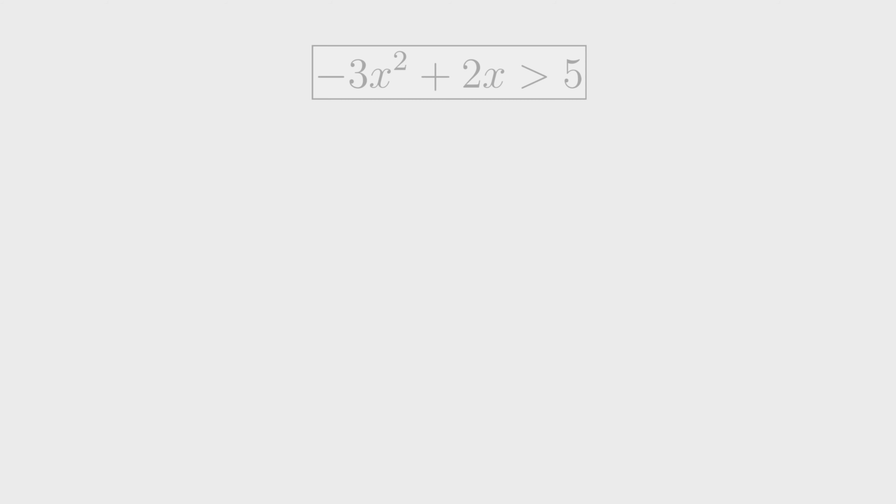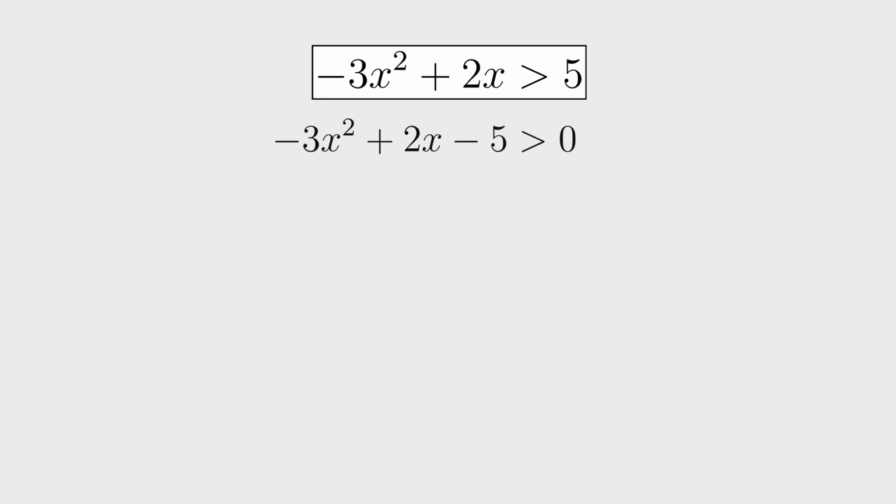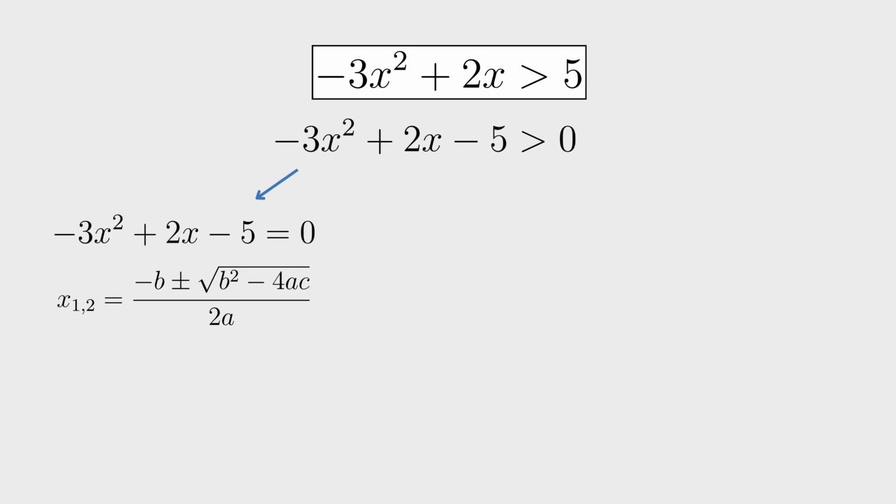Third example, negative 3x squared plus 2x is more than 5. Write the equation in standard form, subtract 5 from both sides to give you negative 3x squared plus 2x minus 5 is more than 0. Make this expression equal to 0 to calculate your roots. Now if you attempt to factorize this, you will notice that you can't. So you have to use the quadratic formula to calculate your roots. I also have a video on using the quadratic formula if you want to take a look. Negative 3 will be your a value, positive 2 will be your b value, and negative 5 will be your c value.